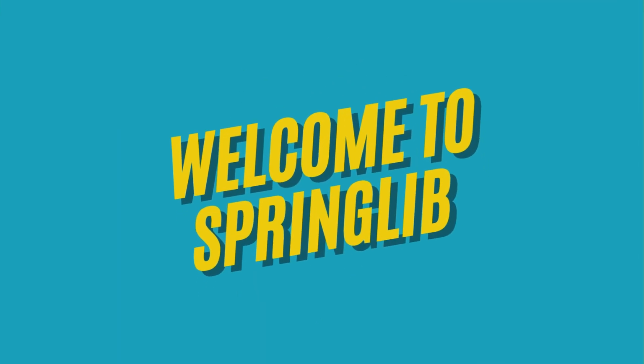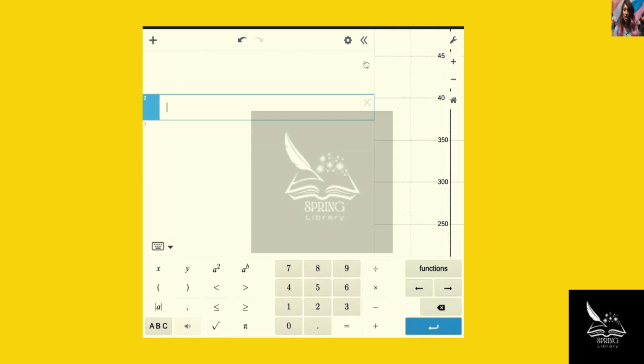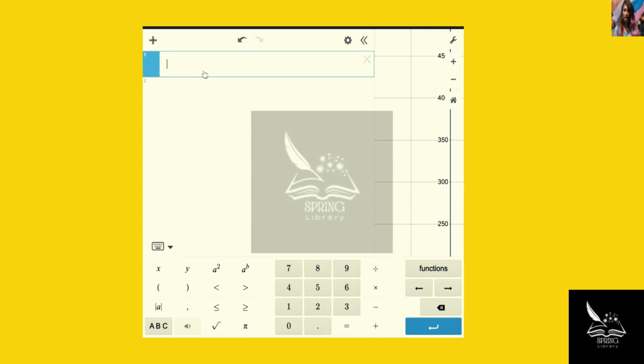Welcome to springlib. For this problem, we're going to be doing implicit differentiation, which is incredibly useful when we have x's and y's in an equation, or we have two functions being set equal to each other. So how it works is we're going to take the derivative of both sides.